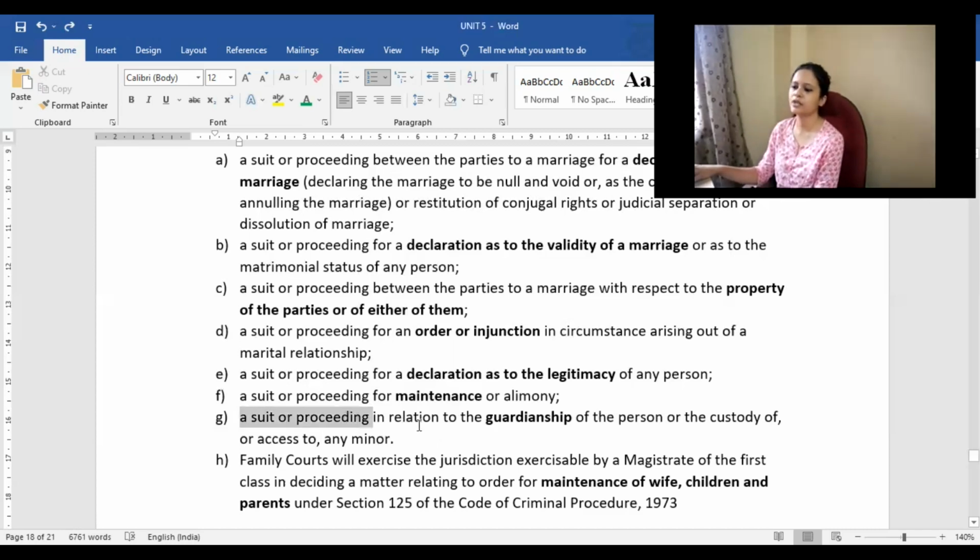Then a suit or proceeding in relation to guardianship of the person or custody of or access to any minor, right? Who will have custody of the child, plus access to the minor? If the husband got custody of the child, whether the wife will have access to the child or not. If the wife got the child, whether the husband will have access or not, right?